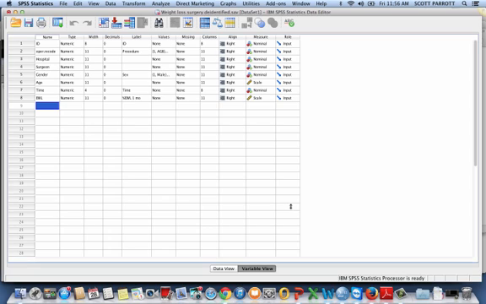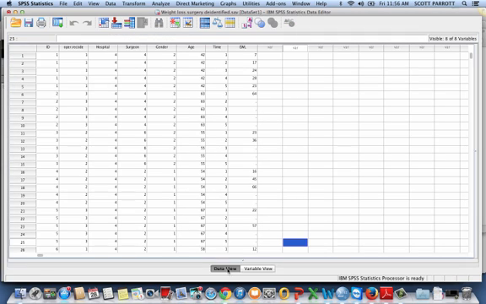I'm now going to show you how to use the SPSS mixed procedure to carry out a repeated measures analysis. This would be comparable to a repeated measures ANOVA. So first, you see I've got my data set here, and I've got it in long form.